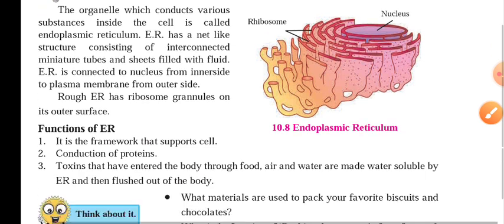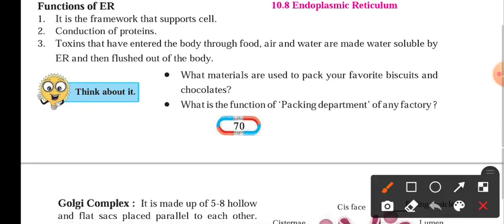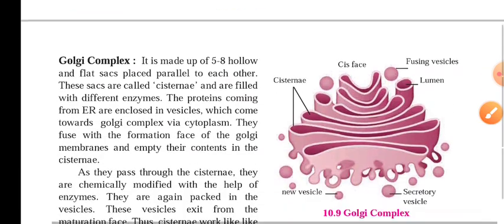The main functions of the ER, which we call endoplasmic reticulum. The first one, it is a framework that supports the cell. The next one is the conduction of proteins inside the cell. Then the toxins that have entered the body through food, air and water are made water soluble by the ER and then flushed out of the body. So this is one of the most important functions the ER has.